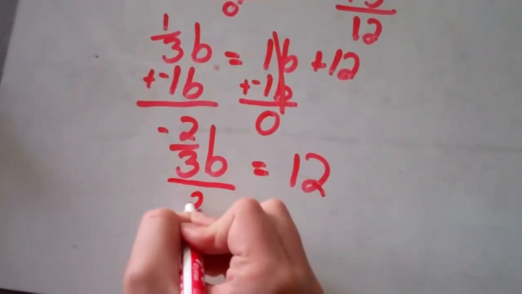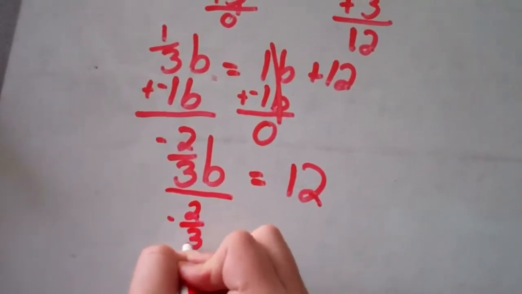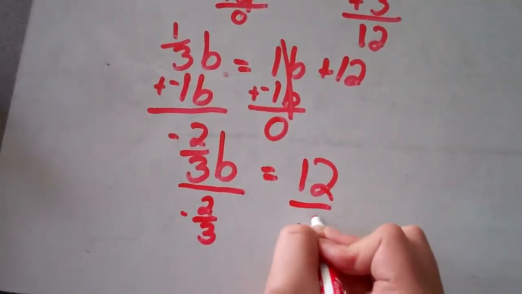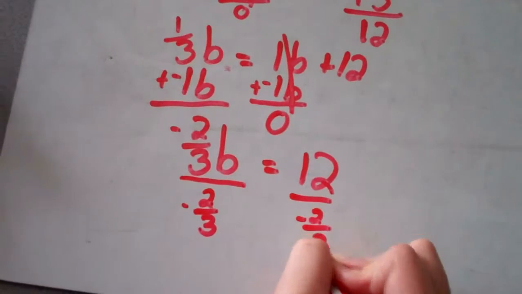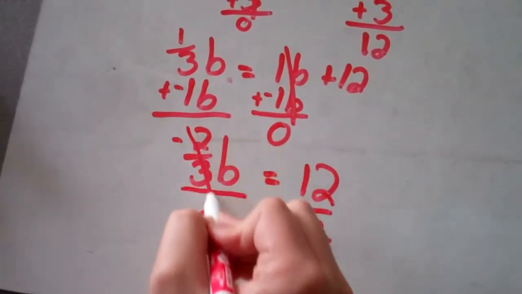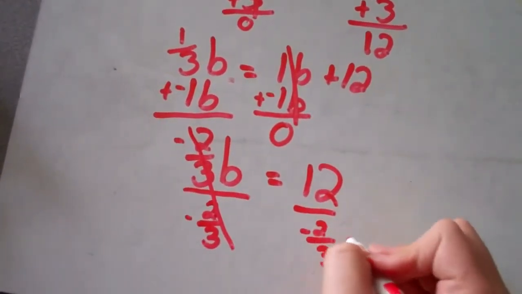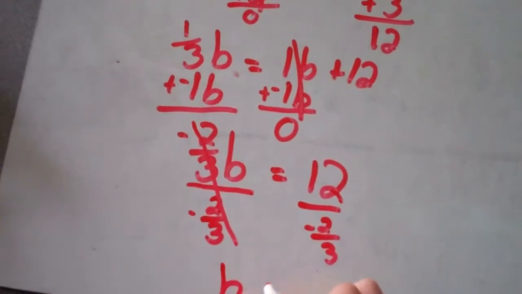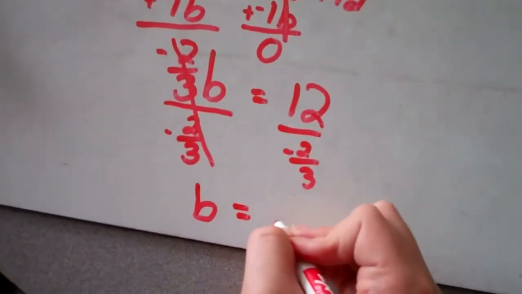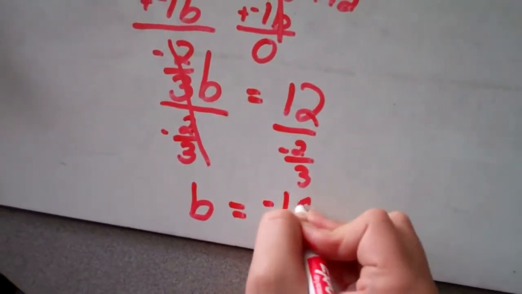So we can divide negative 2/3 on both sides because we want to get b by itself. B equals negative 18.